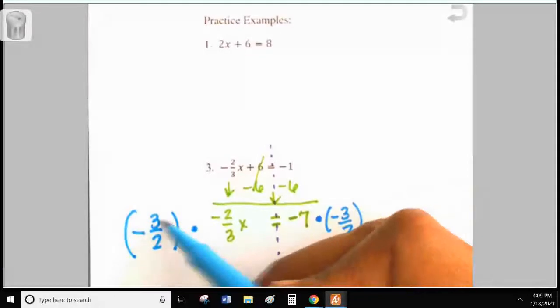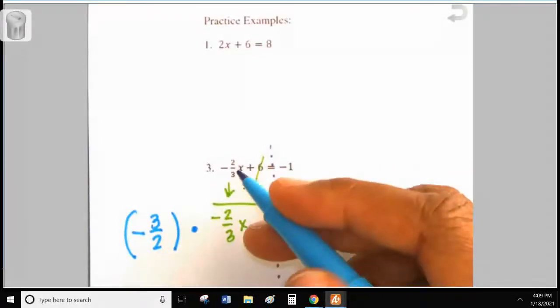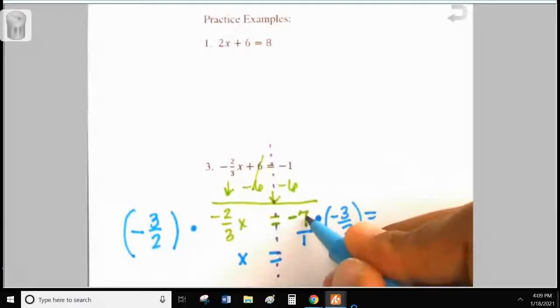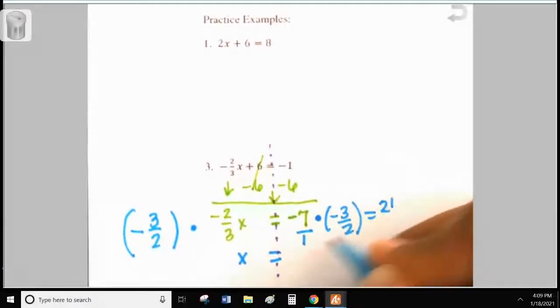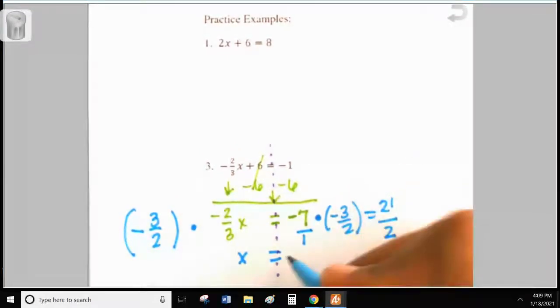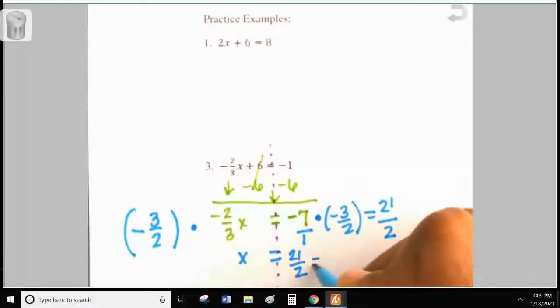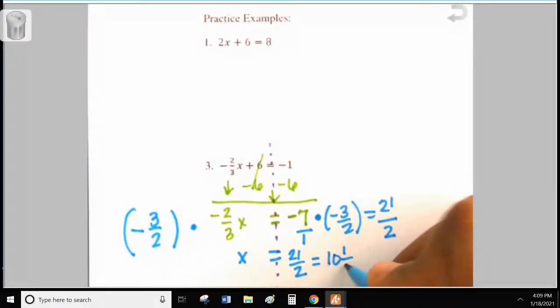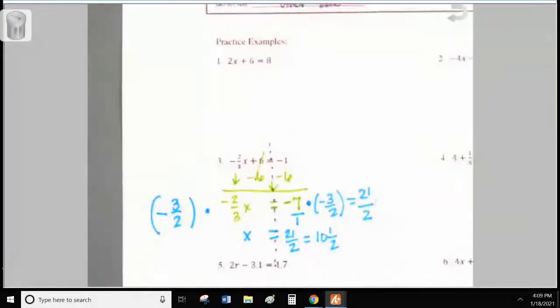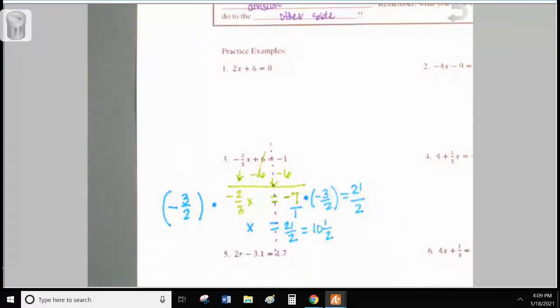On this side, these will cancel out. Well, they will become a +1. So I bring down my x, bring down my equal sign. On this side, I can put -7 over 1. 7 and 3 will become 21, 1 and 2 will become 2, and a negative times a negative will become positive. So this will become 21 halves, which as a mixed number would be 10 and a half. So the final answer: x is 10 and a half.